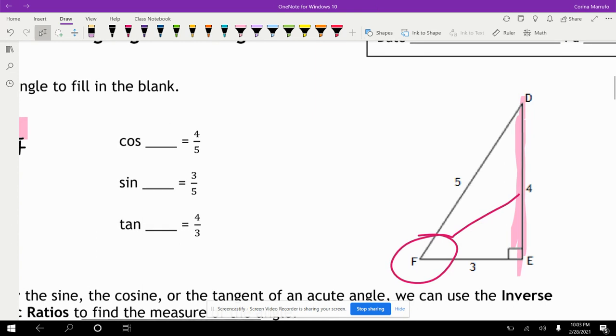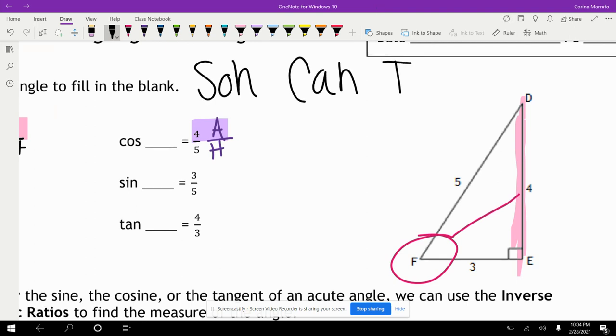Okay, so next problem, we have cosine of 4 over 5. So 4 is the adjacent and the 5 is the hypotenuse. So how do I know this? The cosine is adjacent over hypotenuse. Just in case you forget, let me write it down for you guys again. It's SOHCAHTOA. Sine is opposite over hypotenuse. Cosine is adjacent over hypotenuse, which is where I'm getting this from.